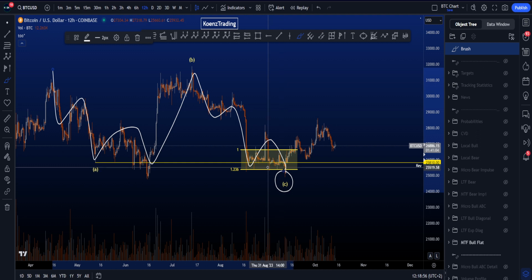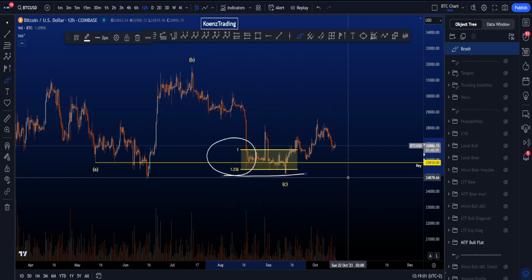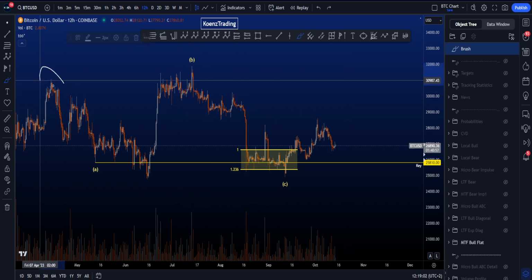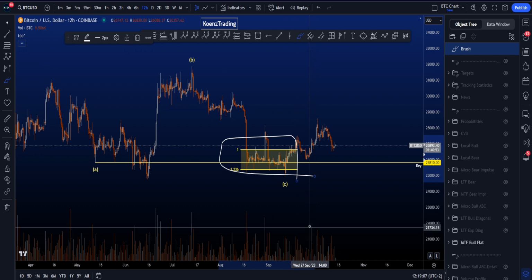C to create a regular flat, which is less common, and the most common target for a wave C is in between the 1 and the 1.236, taken from the high to the low of A to the high of wave B, which as you can see has been nicely respected.